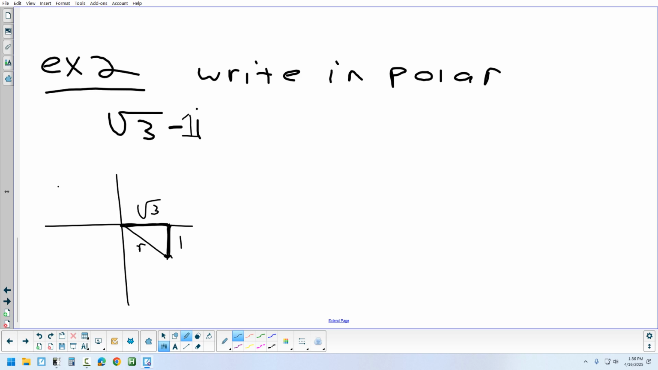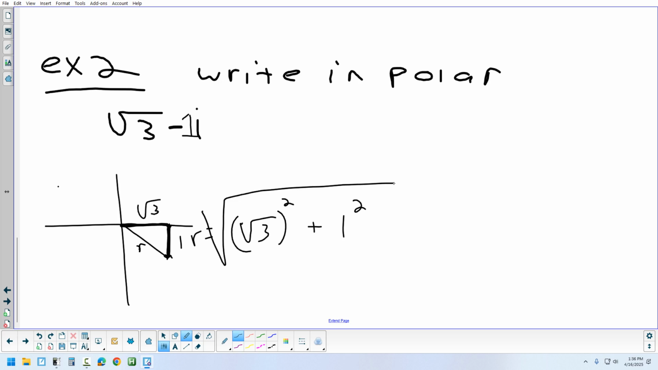How would you find R, knowing that side? Square the square root of 3, then square 1, and then add them together. And then one more thing. R? No, not yet. Square root. Wait, what?